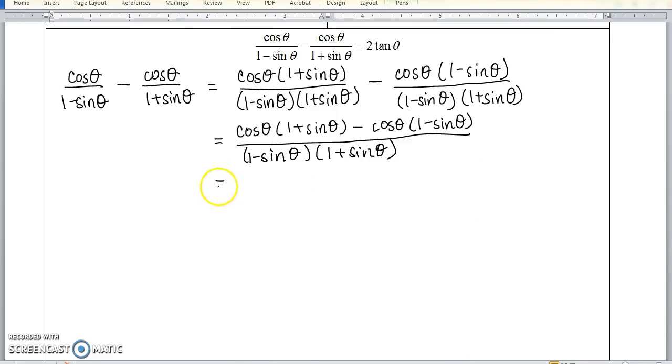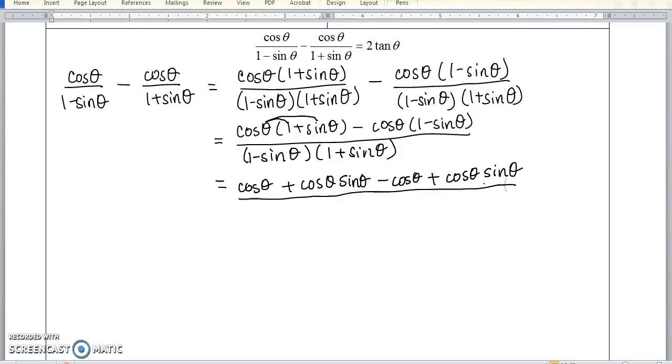All right. In this next step, I'm going to go ahead and distribute. So cosine times 1 and cosine times sine. And the same thing over here. Make sure you distribute the negative when you do that. You also need to simplify the denominator in this case. We have 1 minus sine of theta times 1 plus sine of theta. You can FOIL that out, but you should just get 1 minus sine squared theta. Again, it's kind of like the difference of squares.